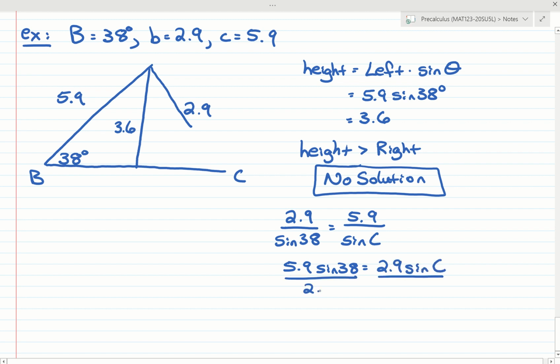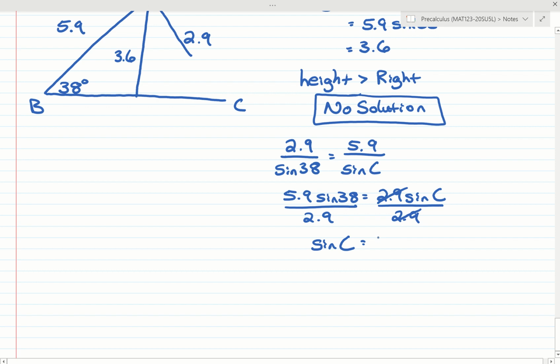Divide both sides by 2.9. And we'll get that the sine of C is equal to 5.9 times the sine of 38 divided by 2.9. My calculator's telling me it's 1.25. Well, this is a problem because the sine of any angle is only going to be between 1 and -1. Sine graph looks like this, remember. So the question's asking you, what angle gives you a sine of 1.25?